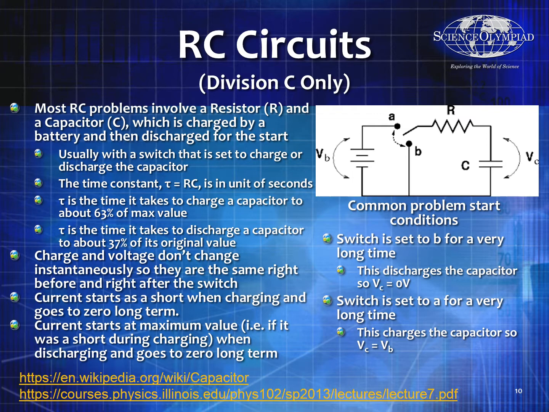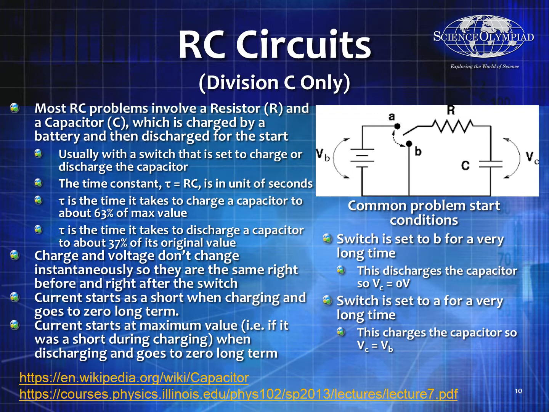When you first start charging a capacitor, it actually acts as a short in the short term, and then as the charge is built up, it eventually becomes an open circuit for the current. So the current starts very high and then goes to zero. However, when it's discharging, it will start at the maximum value. Whatever that maximum voltage is, V divided by R, that's the current it starts at, and then it slowly goes down as it discharges, going to zero in the long term.